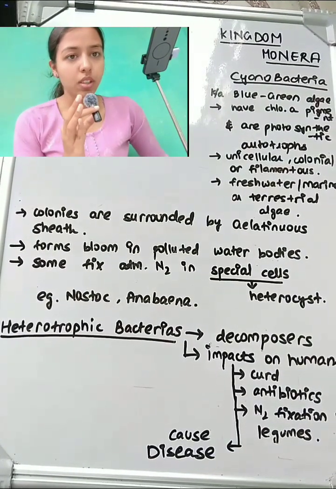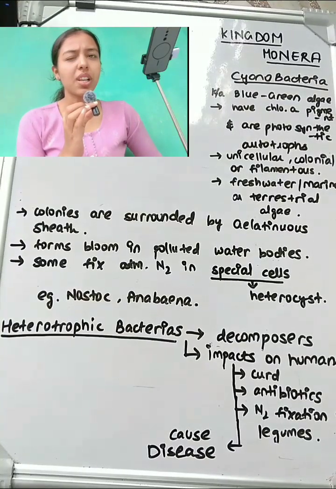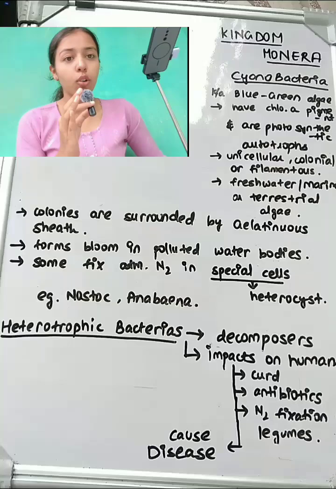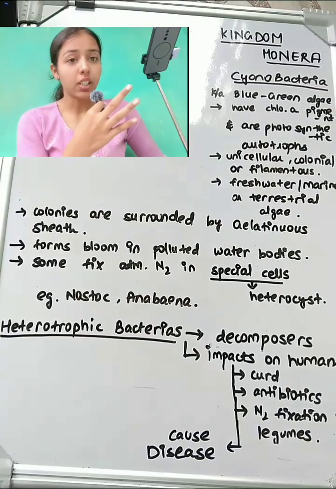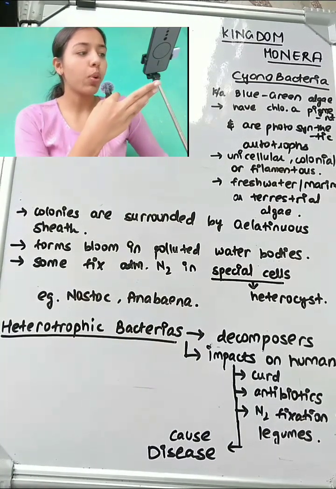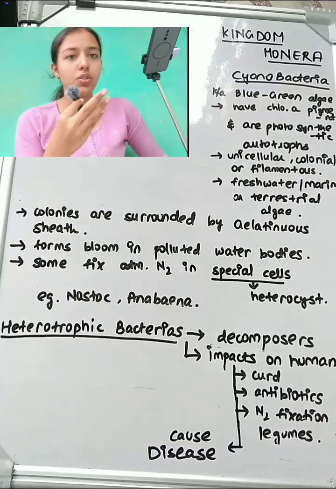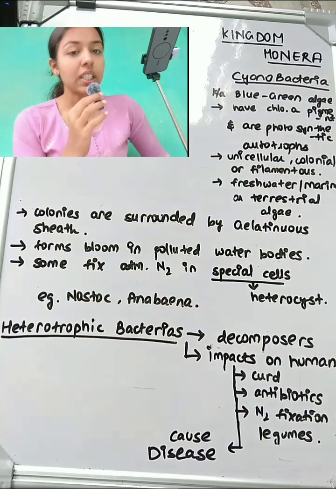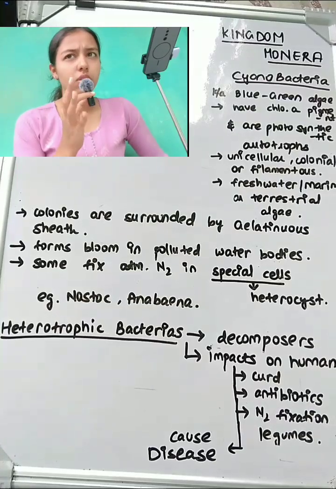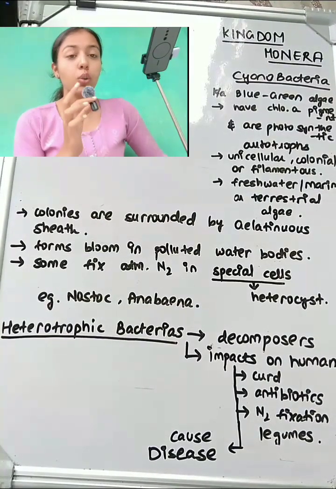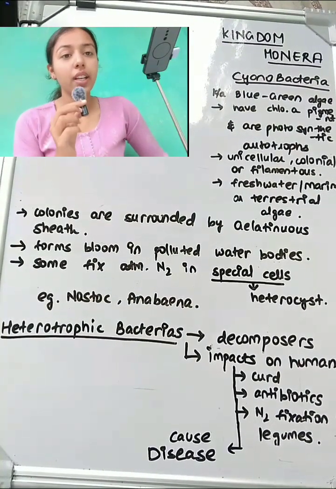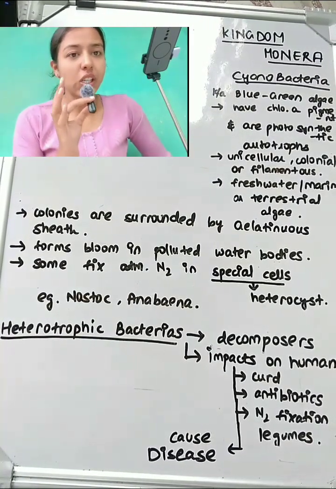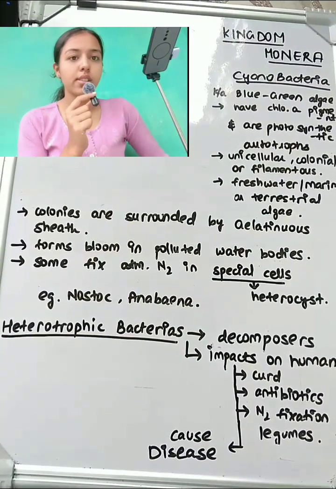You have to remember this because sometimes they ask questions where they give you six characteristics and ask which are correct for cyanobacteria, and they can include points like freshwater, marine or terrestrial algae. Now, colonies are surrounded by a gelatinous sheath. If you are confused between these terms, you can refer to the NCERT diagram of Nostoc cyanobacteria, in which they have mentioned the gelatinous sheath and heterocyst.